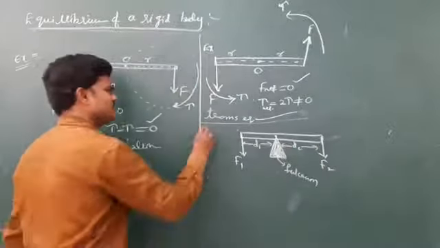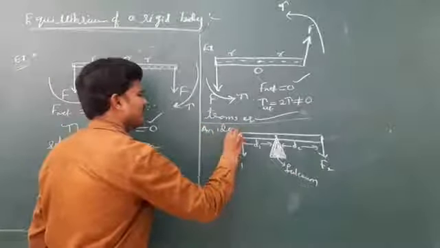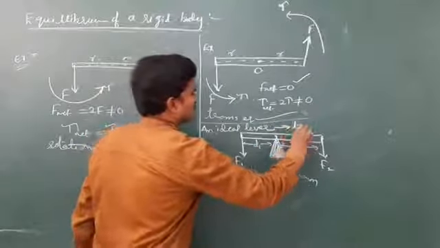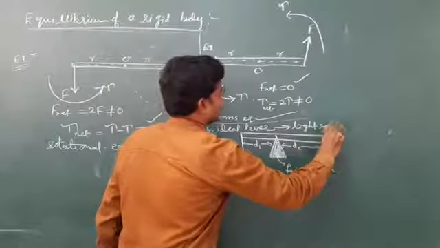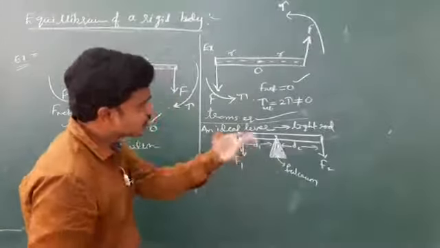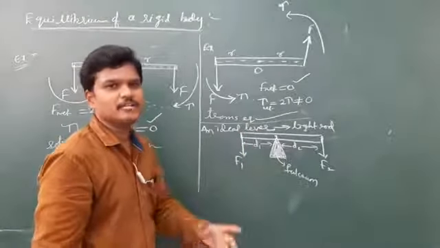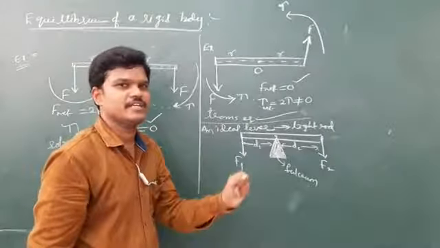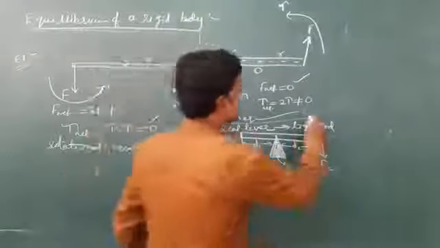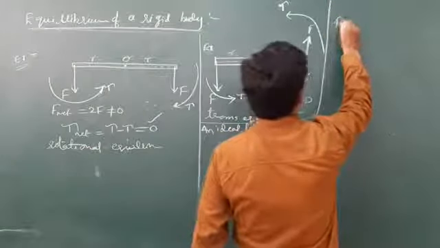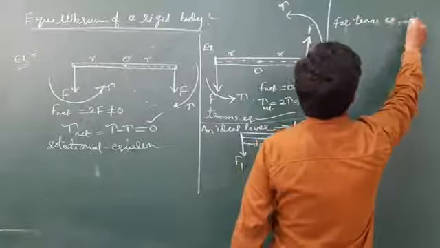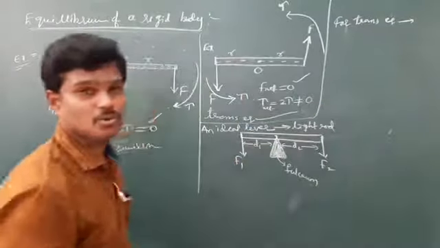See, this is an ideal lever, nothing but a light rod, like a seesaw in a children's park. Here, generally, this is in mechanical equilibrium. Mechanical equilibrium has two types: translational equilibrium and rotational equilibrium. If this rod is in translational equilibrium, the net force is 0.